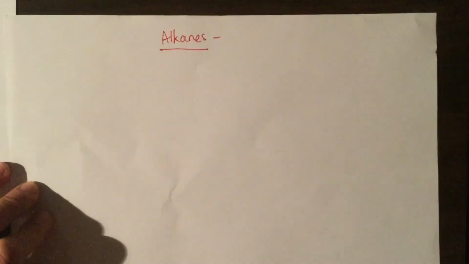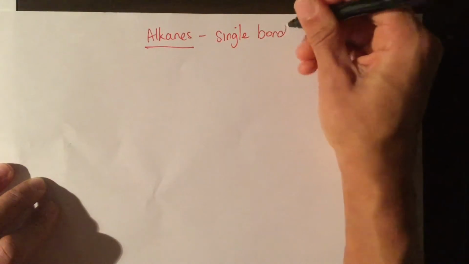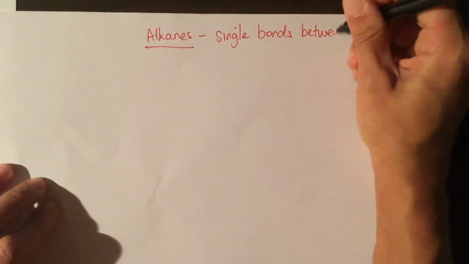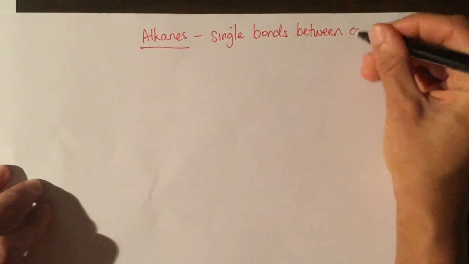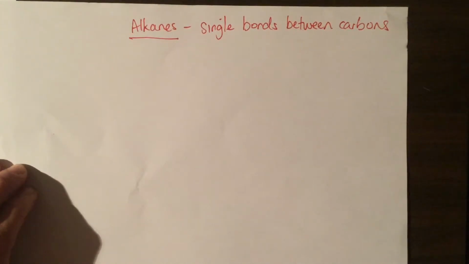So we're going to talk about a couple of different types of carbon compounds. The one we're going to focus on today is something called alkanes. And alkanes are molecules that have single bonds between the carbons. So we can get some really long lines of these single bonds between carbons, and we're going to be able to indicate by name what they are based on how many carbons they happen to have in them.